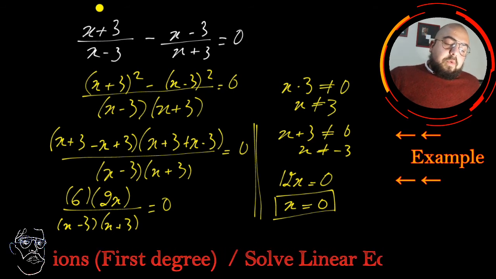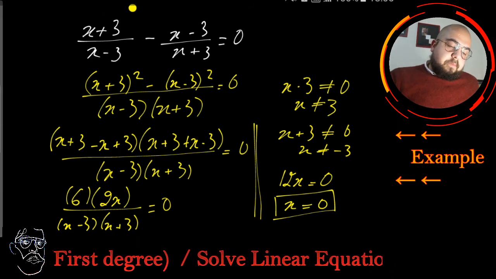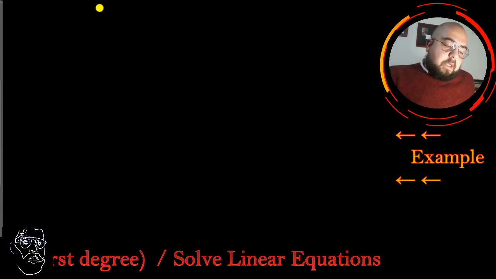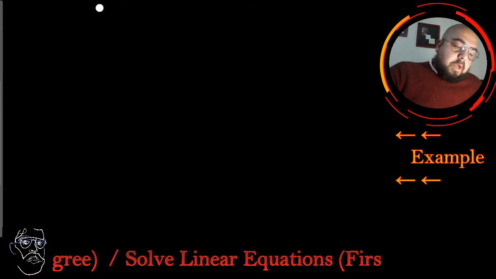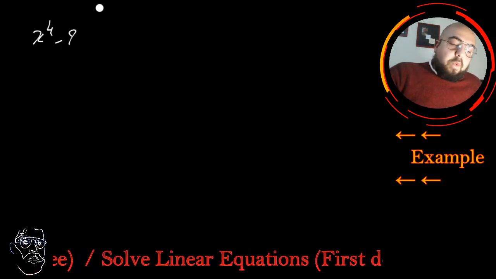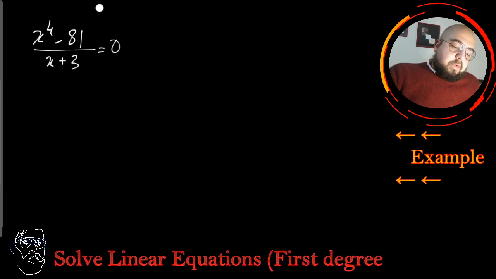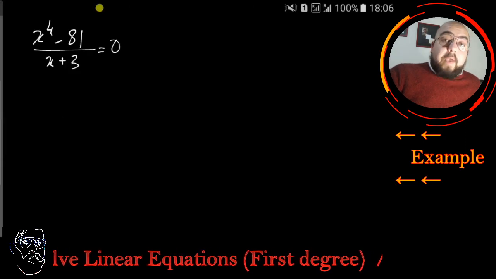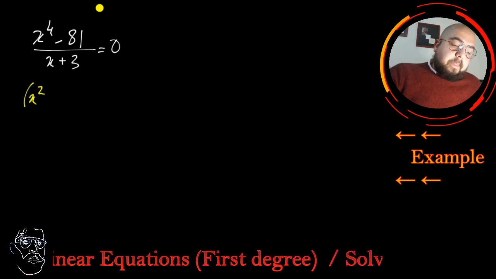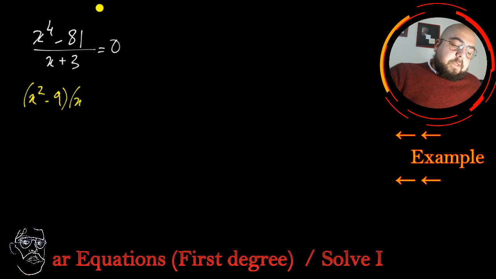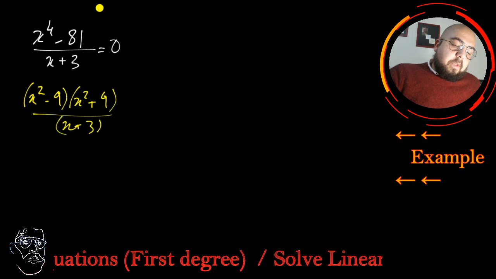Now, what about another example? Again, I'm going to take a fraction, x to the power of 4 minus 81 over x plus 3 is equal to 0. So what I need to do is to factorize. It's 4th degree, the numerator is 4th degree, so I should say it's x squared minus 9 times x squared plus 9, a squared minus b squared over x plus 3 is equal to 0.